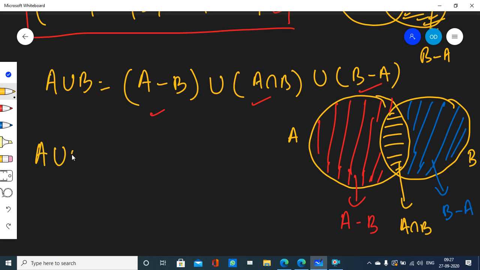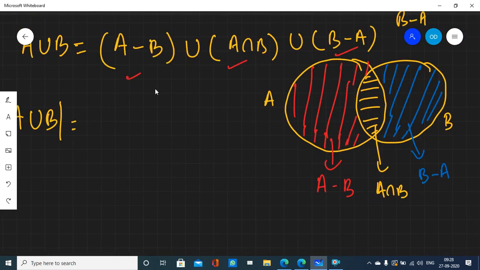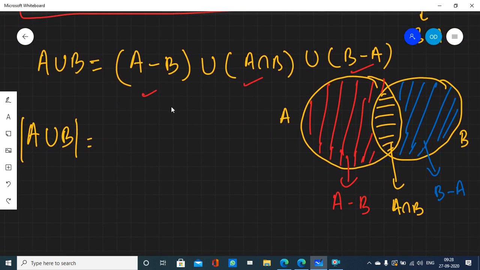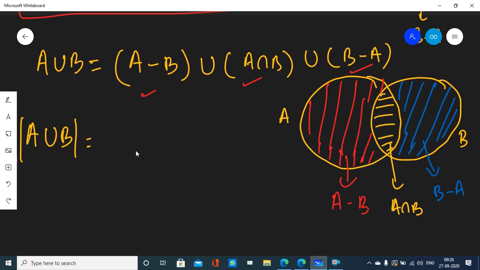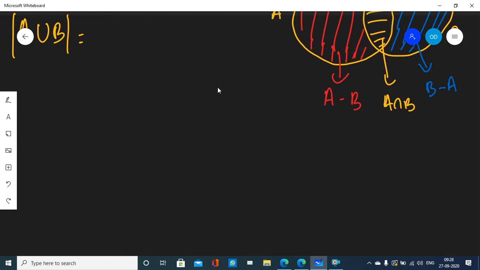So if I want to find the cardinality of A union B, simply it is equal to cardinality of this plus cardinality of this plus cardinality of this. Why? Because they are mutually disjoint. Didn't we discuss this just before? That if A and B are disjoint, then cardinality of A union B is equal to cardinality of A plus cardinality of B. Okay, that does not only apply to two sets. That applies to any number of sets.